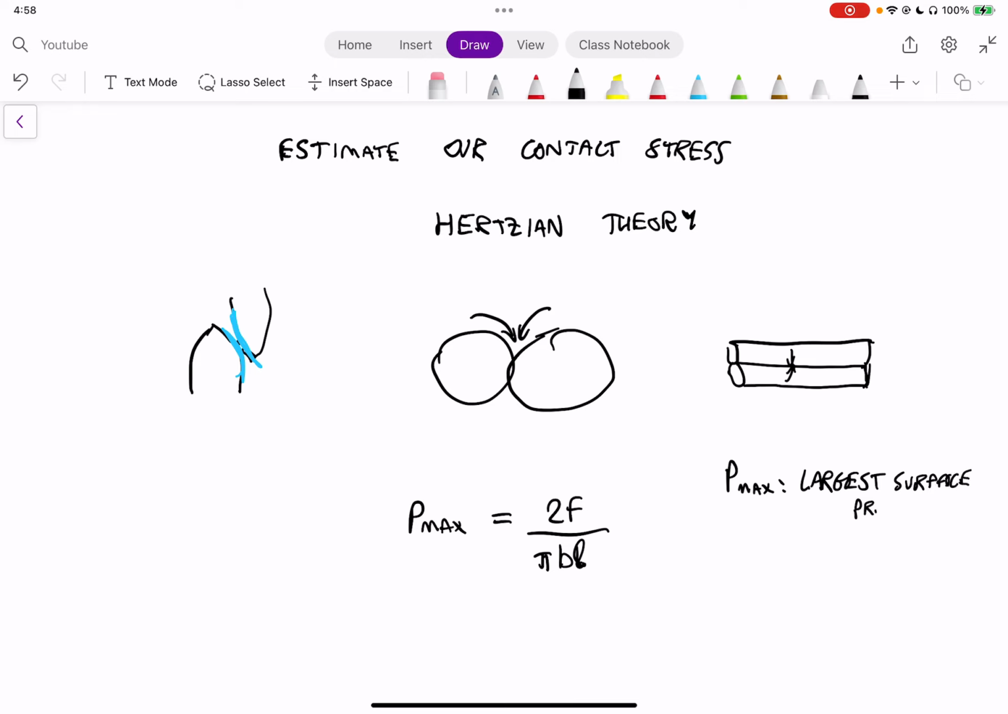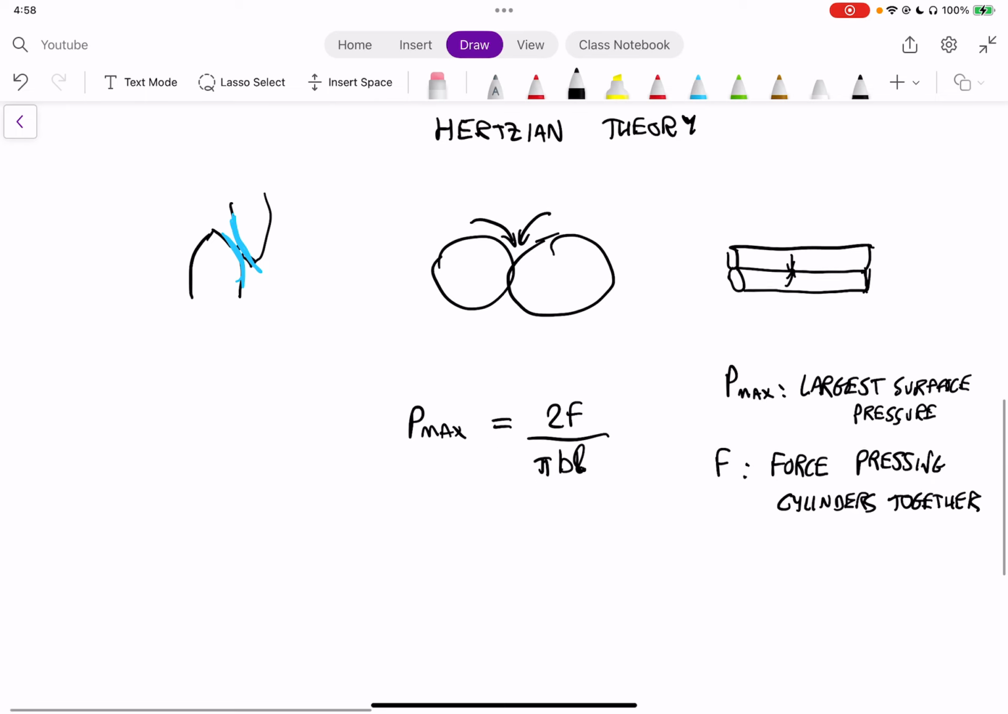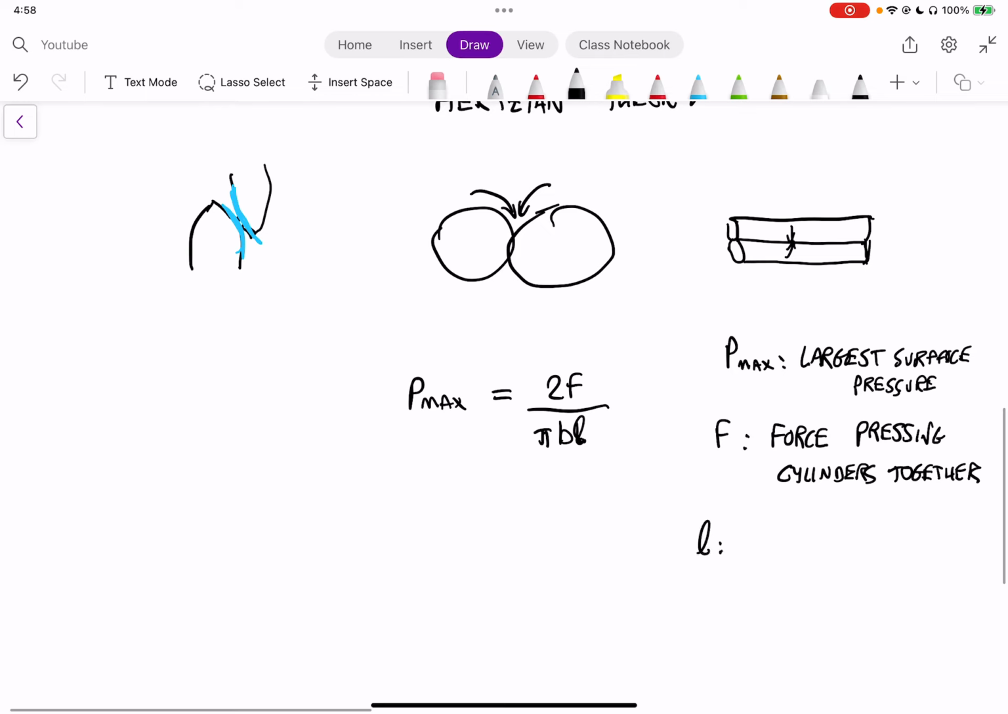So just the largest pressure that you could encounter on a system. Then F is the force pressing the cylinders together. So typically for a gear, you would think of the force that the gears are pushing against each other or reacting against each other. Then L is the cylinder length.